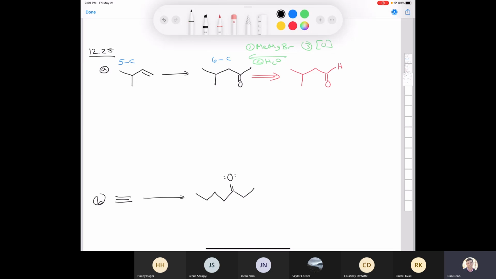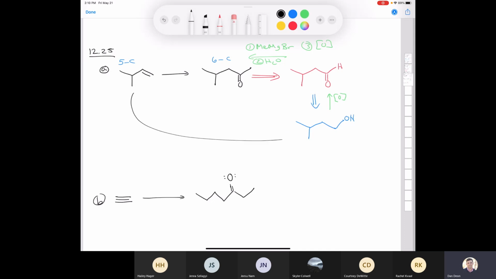So then the question becomes, how do I go from here to here? Well, I can't go from there to there directly. There's no way to go from an alkene to an aldehyde directly. However, I can think about an alcohol, right? What if I had this alcohol? All I'd have to do is oxidize that, and that would make the aldehyde.